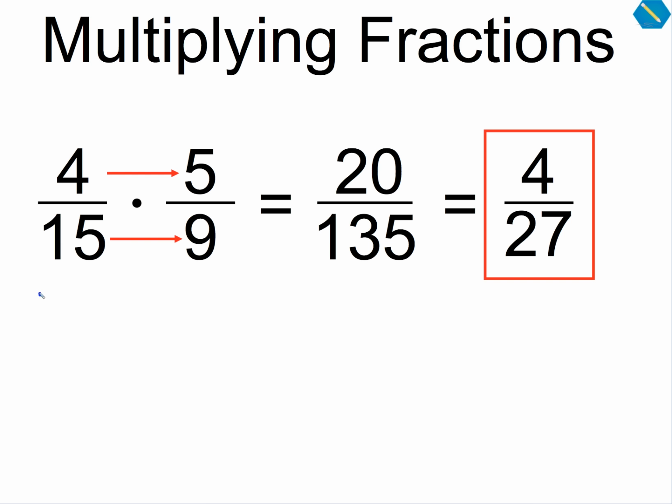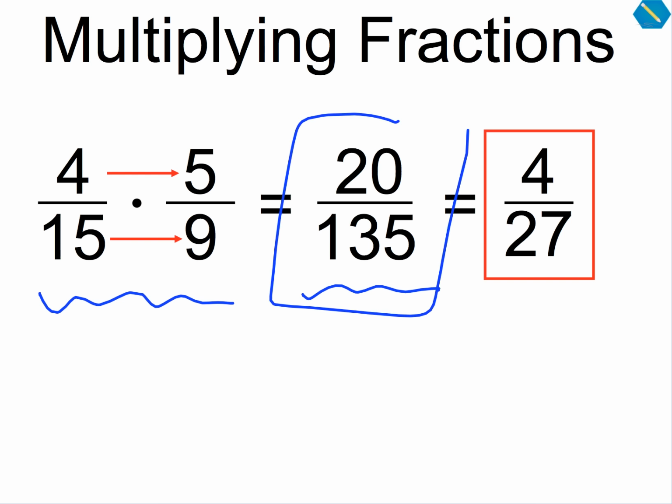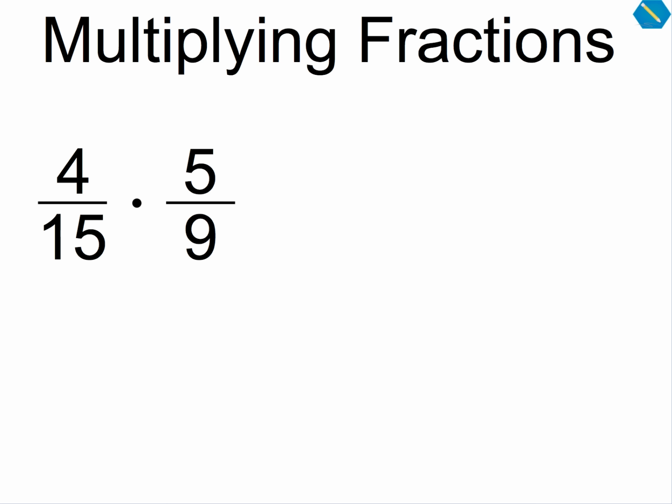Now notice what we did here was we took the two fractions, we multiplied them first, then we took this answer here and we simplified it. I'm going to take this same problem but show you another way of doing it so that you don't have to deal with such large numbers here. So same problem, 4/15 times 5/9. What we can do is we can simplify first and then multiply. Let me show you what I mean.